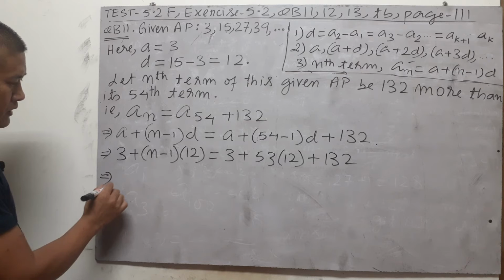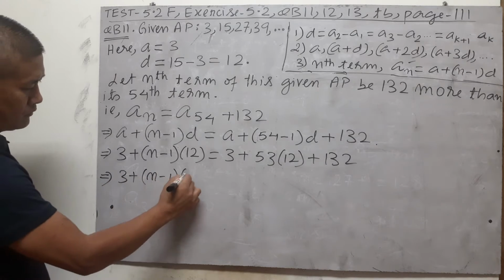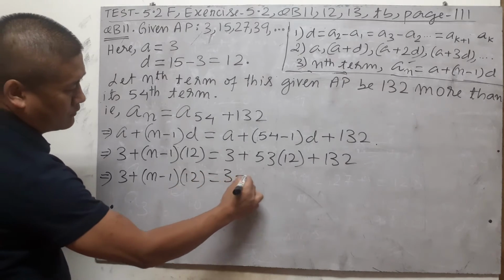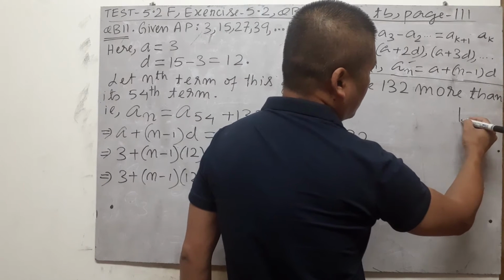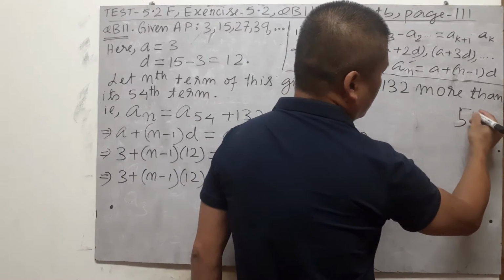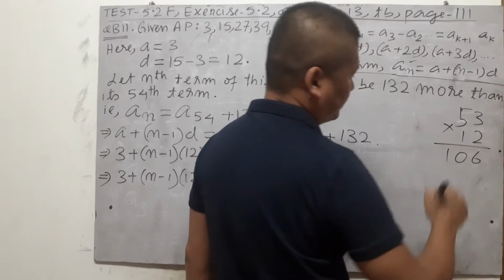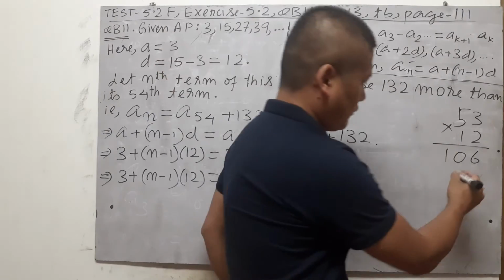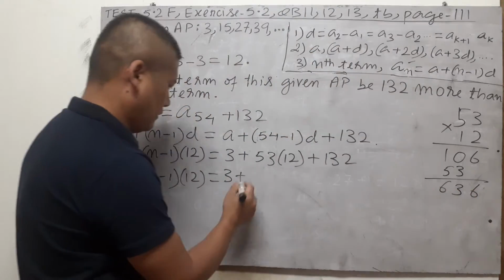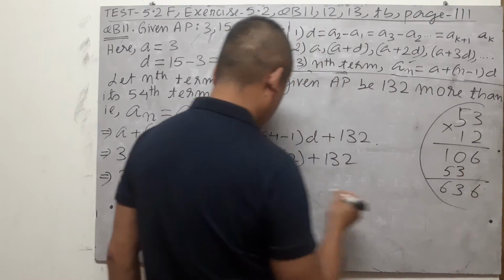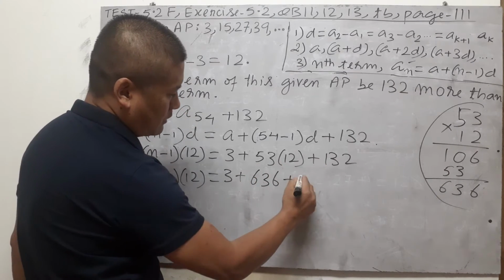So that way we're going to get 3 plus n minus 1 into 12 on one side, and 3 plus 53 into 12 plus 132 on the other. Let us find out 53 into 12. 2 3s are 6, 2 5s are 10, and for the 1 here, 1 3 is 3 and 1 5 is 5, so 636. Write these things on the rough. 53 into 12 is 636 plus your 132.